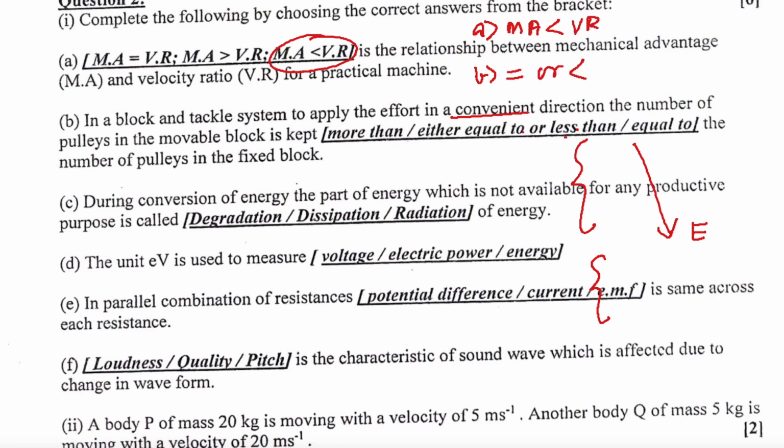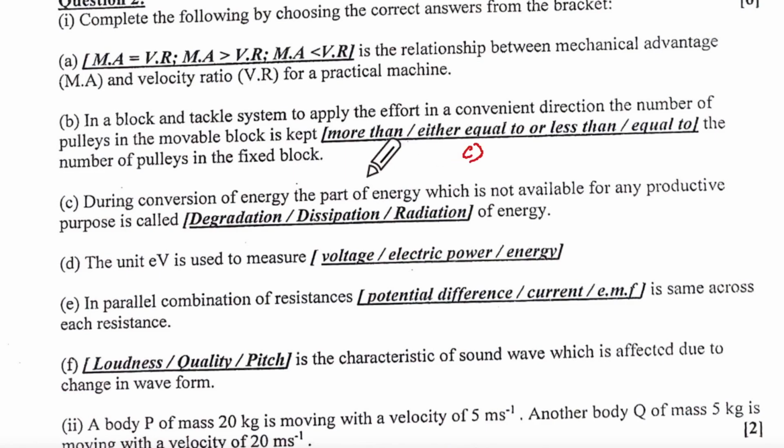Let us come to C. During conversion of energy, part of the energy not available for any productive purpose is called dissipation of energy. This can be a little confusing for some of you, correct? Is it degradation or dissipation? Dissipation. Can you just go to the textbook and double check? Dissipation.